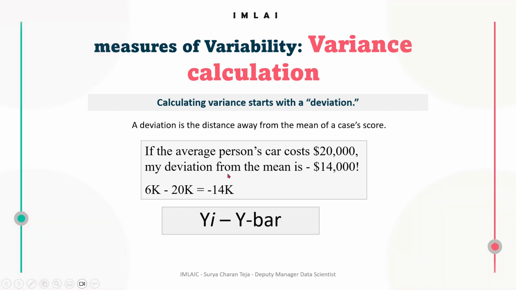Okay, so here in this example, if the average person's car costs $20,000 and my deviation from the mean is minus $14,000, in that case, what would be the car cost of mine? It would be 6K. Anyway, the deviation is pretty simple. The deviation is equal to your individual value minus the mean. That's it. That's what the deviation is.